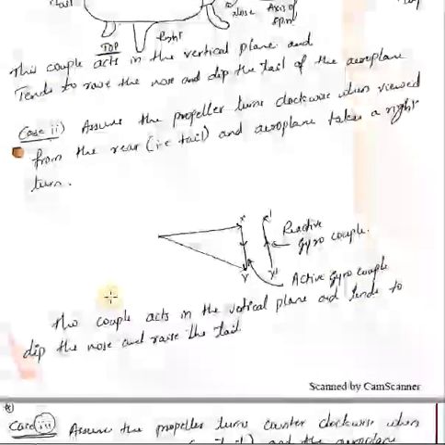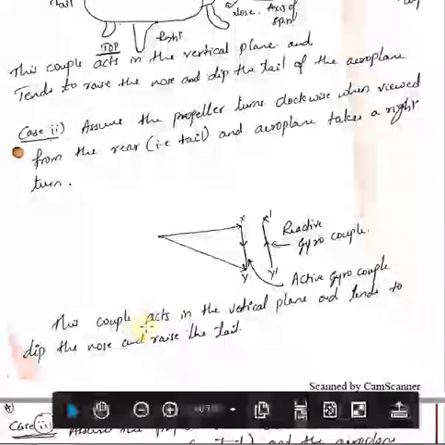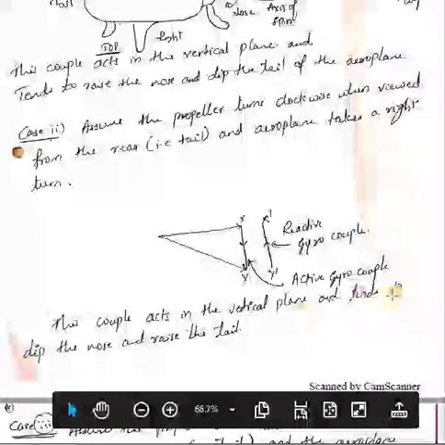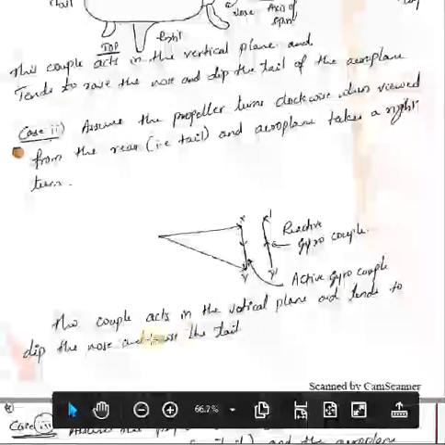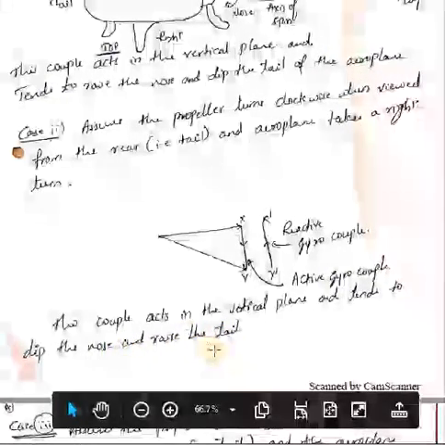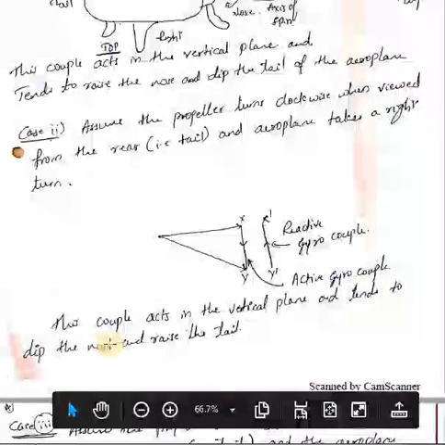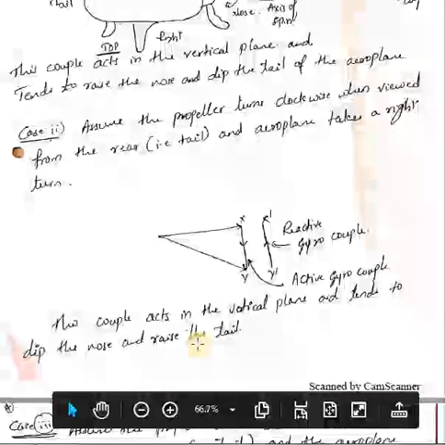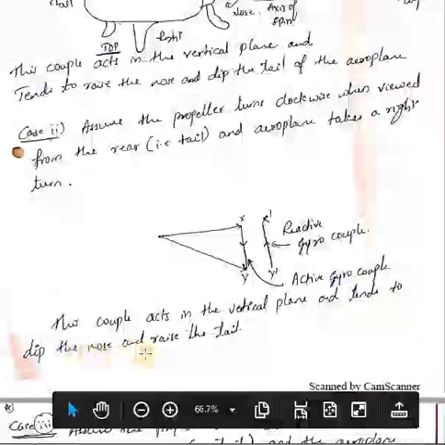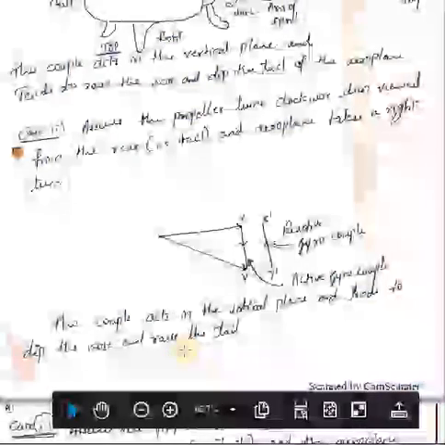So the effect of this couple is that it will act in the vertical plane and it tends to dip the nose and raise the tail. So the effect will be, it will dip the nose and raise the tail. But in the first case, it raises the nose and dips the tail when taking a left turn, but when it is taking a right turn, that time it will dip the nose and raise the tail. Now moving further.